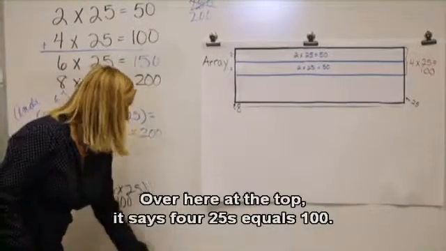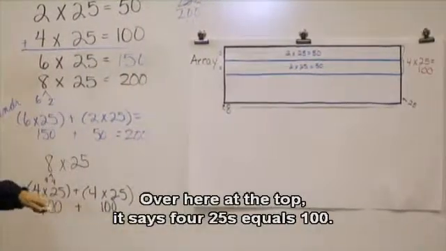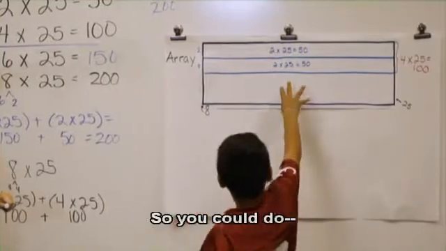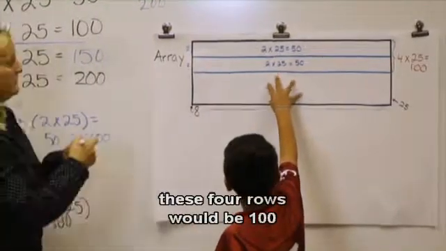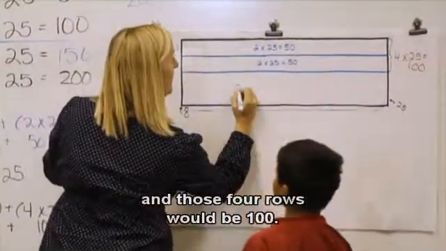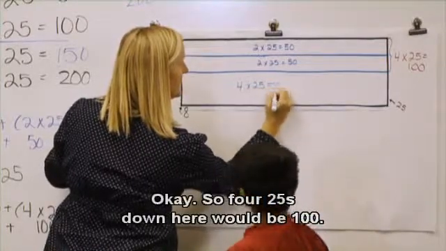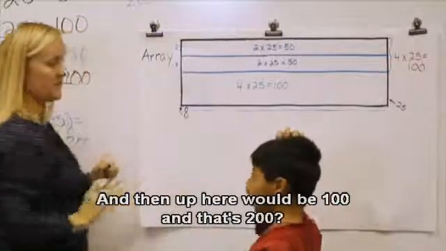Over here, up the top, it says 4 25s equals 100. So there, you could do these 4 rows would be 100, and those 4 rows would be 100. That would be 200. Okay, so 4 25s down here would be 100, and then up here would be 100, and that's 200.